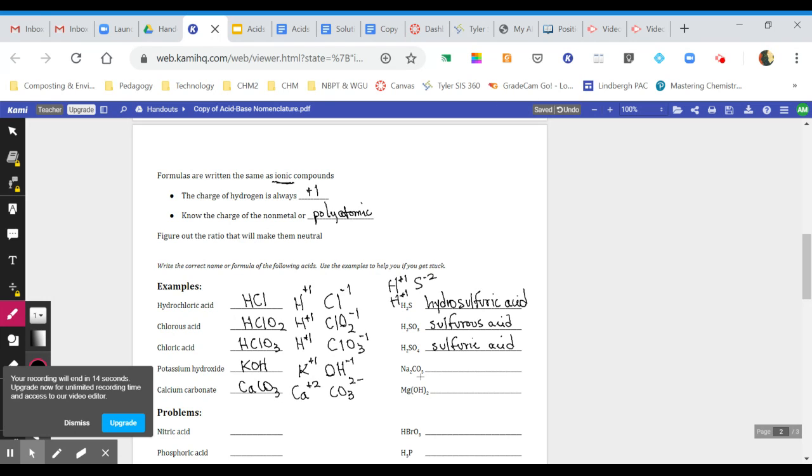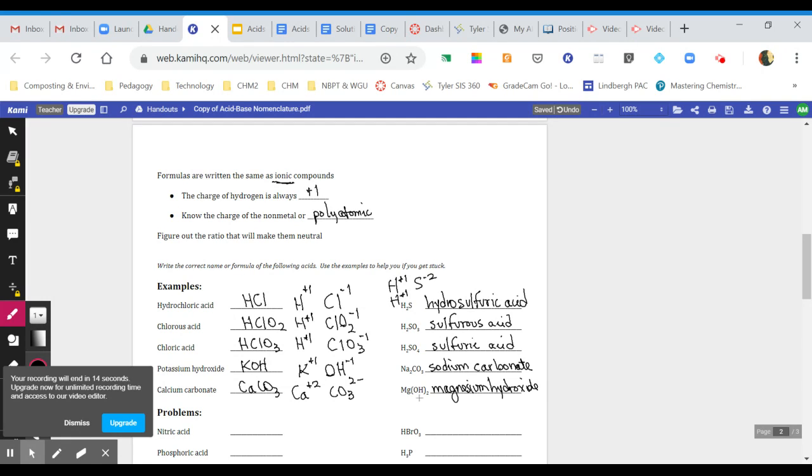For the names, we're just doing the names like we practiced at the beginning of the year. So you don't have to do much of anything to bases. Na is sodium, so that'll be the first name. And then CO3 is that polyatomic ion, carbonate. Here we have magnesium, Mg is magnesium. And then this OH, this special polyatomic ion, is hydroxide.